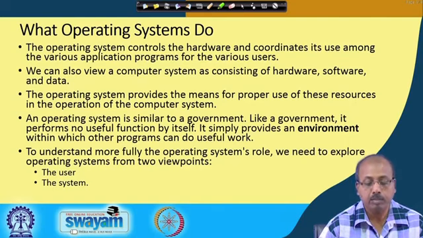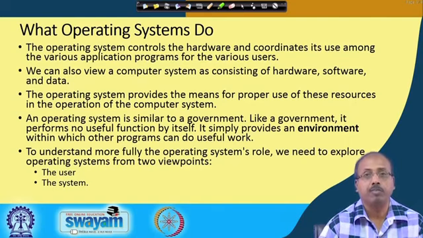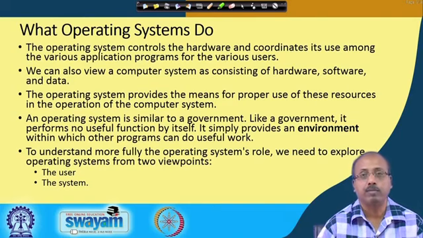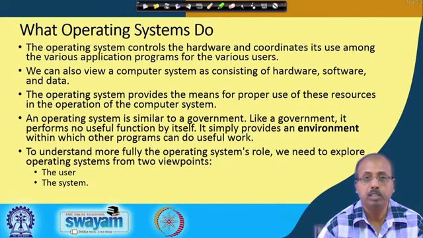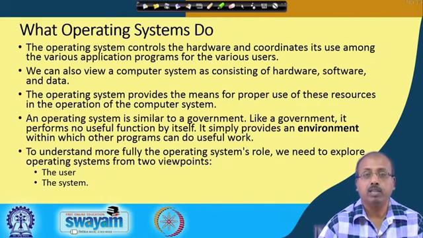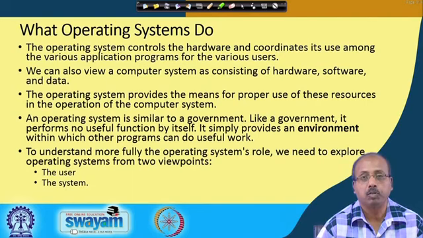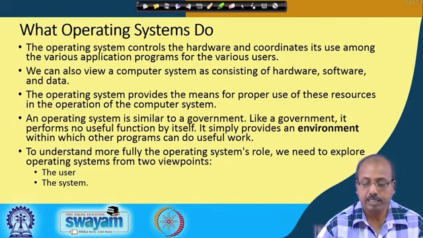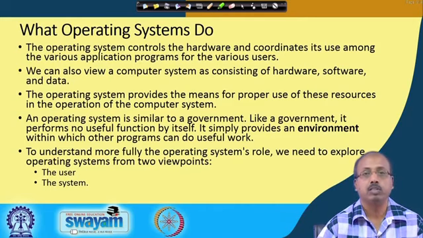So, you can think about a computer system as hardware, software and data. This is possible, because I have a piece of hardware which can do some manipulation on the data. We have some software which controls the hardware and does the coordination, and there are some data elements on which this control and coordination works. It provides the means for proper use of the resources in the operation of the computer system. We will see how this resource management is done.